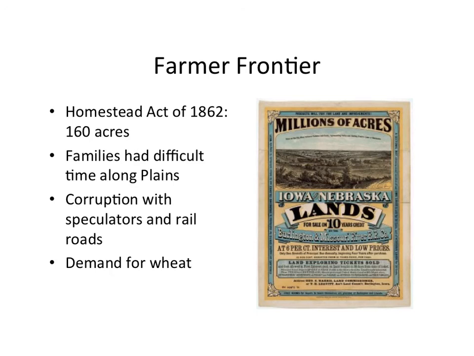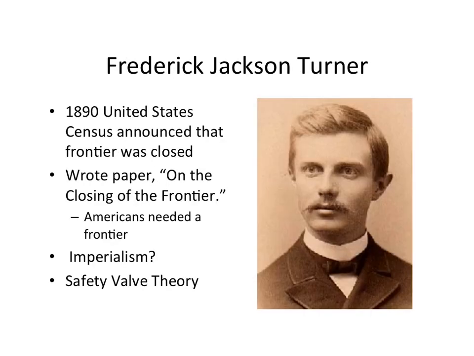So the Homestead Act of 1862, really important. Families had difficulty, though, right, along the plains because of irrigation. There's also a lot of corruption with the speculators and the railroads. And there was a huge demand for wheat, which led to some of the wheat farming. But we'll also see a lot of overproduction. In 1890, the United States Census announced that the frontier was closed.